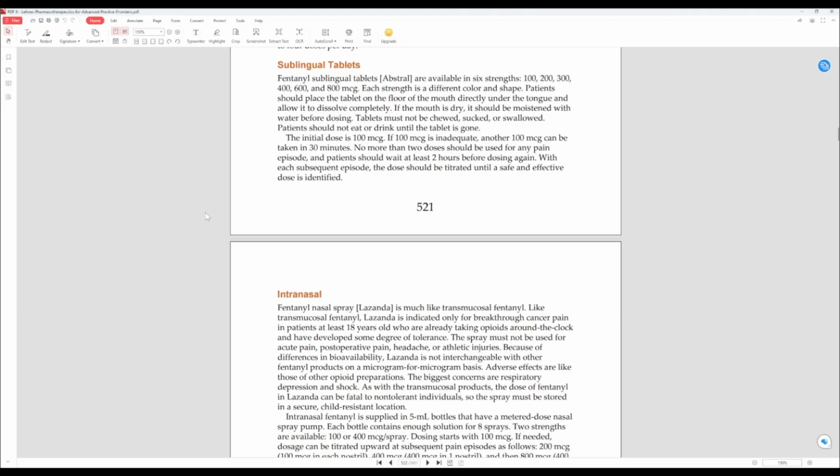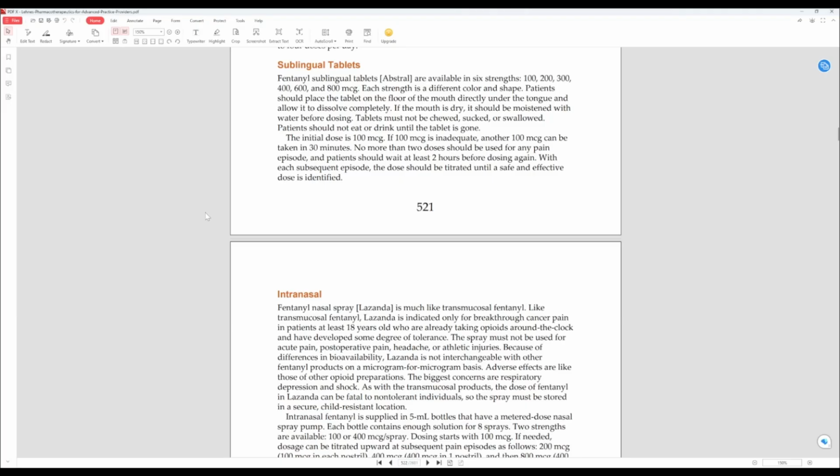Patients should place the tablet on the floor of the mouth directly under the tongue and allow it to dissolve completely. If the mouth is dry, it should be moistened with water before dosing. Tablets must not be chewed, sucked, or swallowed. Patients should not eat or drink until the tablet is gone. Again, initial dosing is 100 micrograms, and if it is inadequate, another 100 micrograms can be taken in 30 minutes.